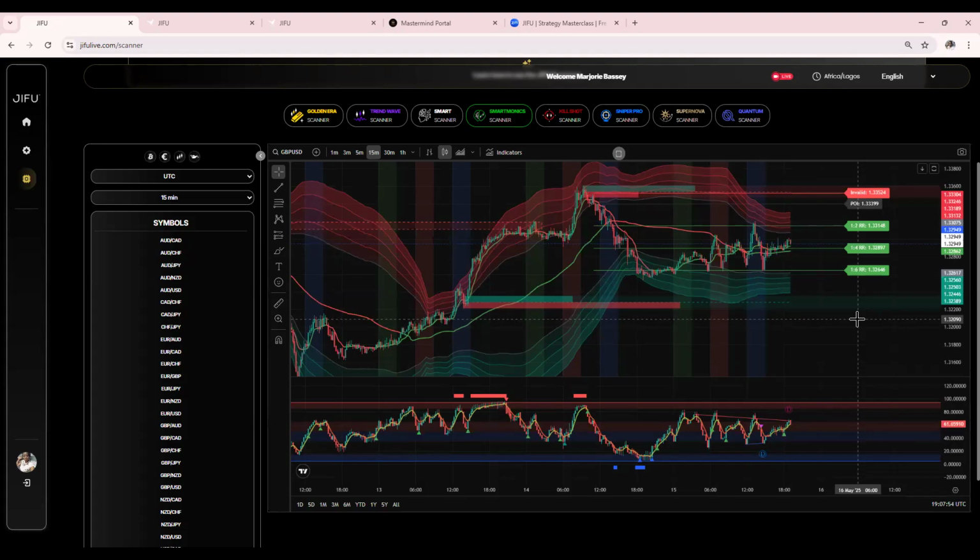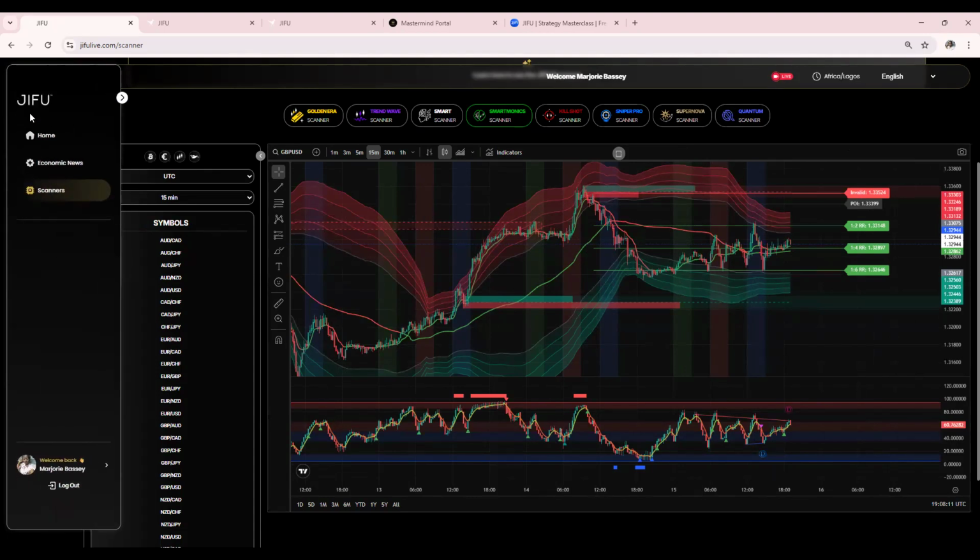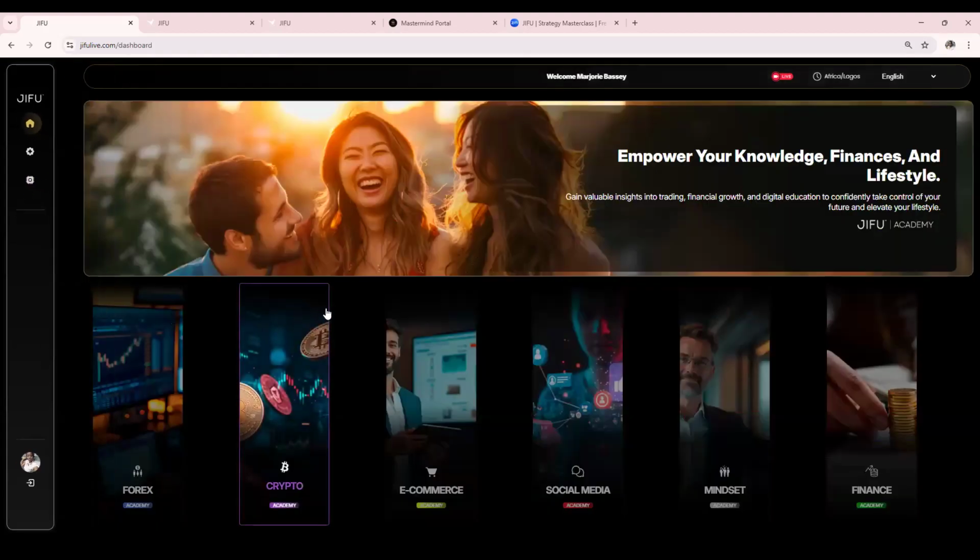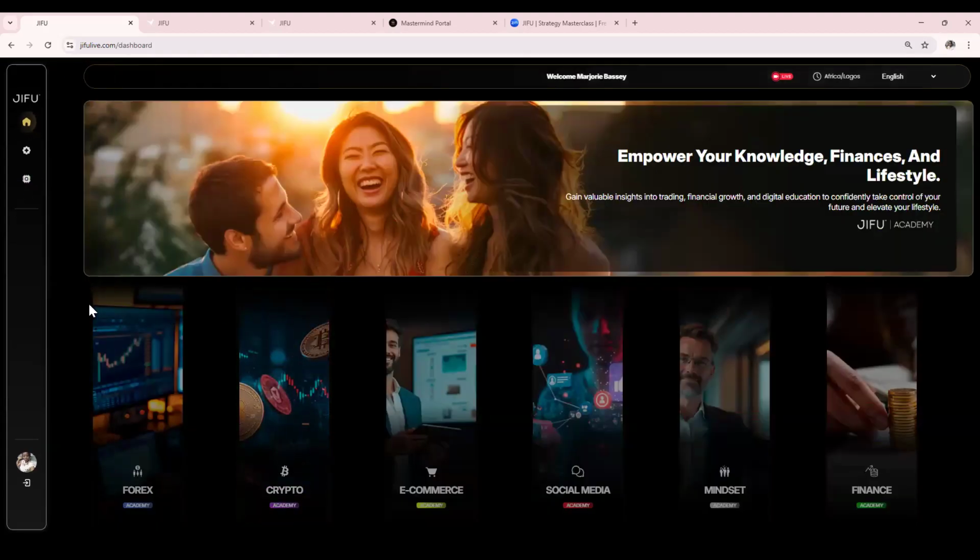Before I go into the chart itself, if you're a newbie, let me just show you around the chart area. These areas are very similar in other scanners. So how do you access the Smartmonics scanner? When you log into your JIFU, this is where you come to. This is the landing page for JIFU that shows the academies we have: Forex, crypto, e-commerce, social media. We have Mindset Academy and Finance Academy. So this is where you land.